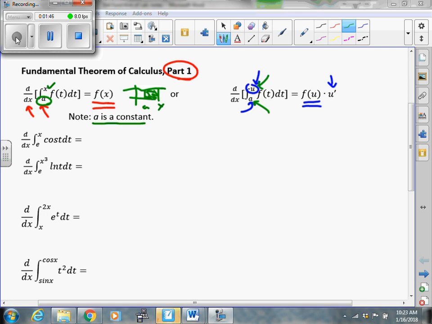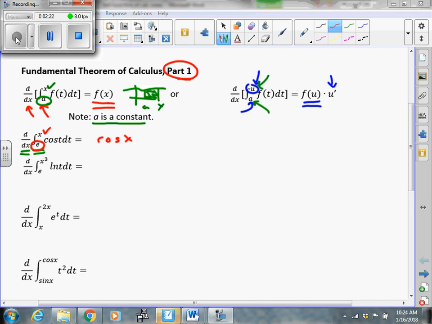So fundamental theorem of calculus part 1 says if you take the derivative of an integral, what I'm looking for is a constant at the bottom. I have one. Okay, and this is an x. So basically what happens when I see that, I simply write cosine x, and I'm done. Because if I plugged in the e into the cosine and took its derivative, it would be a constant. If you take the derivative of a constant, you get 0.